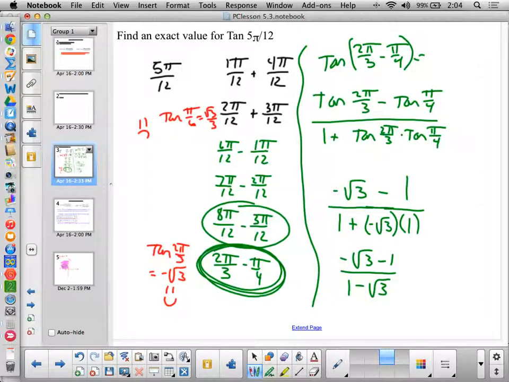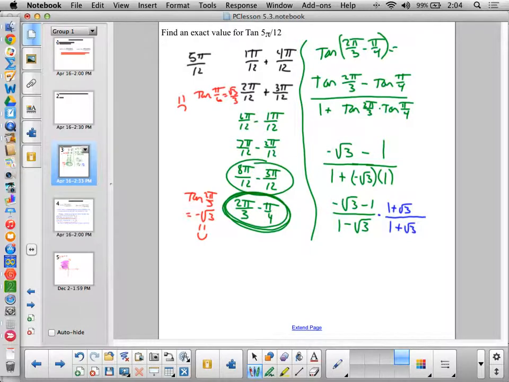Now, I can't just reduce that and cancel it. I have to rationalize it. We rationalize it by multiplying by the conjugate of the denominator, which would be 1 plus root 3, numerator and denominator. And now we FOIL. Negative root 3 times 1 is negative root 3. Negative root 3 times positive root 3 is negative 3. Negative 1 times 1 is minus 1. Negative 1 times root 3 is minus root 3. Over denominator, 1 times 1 is 1, plus root 3, minus root 3, minus 3.